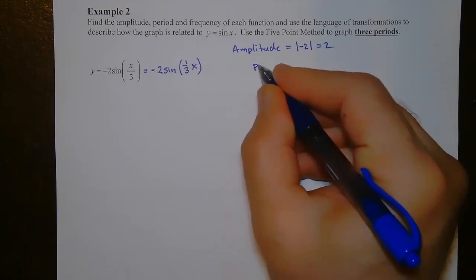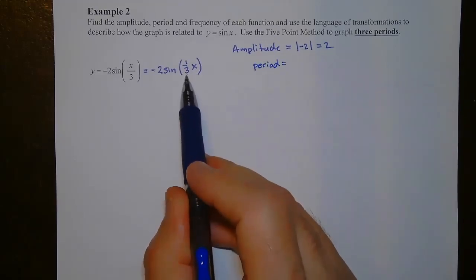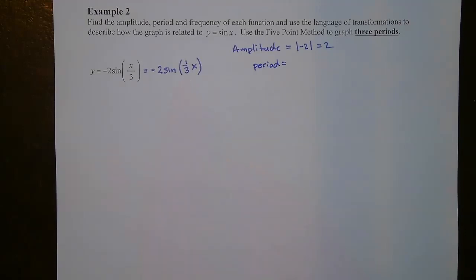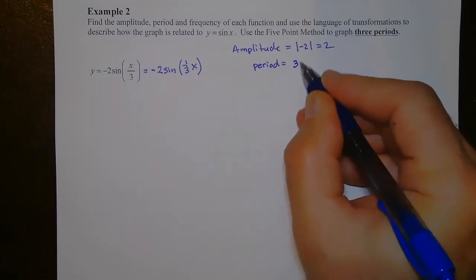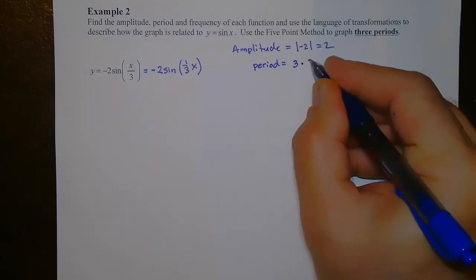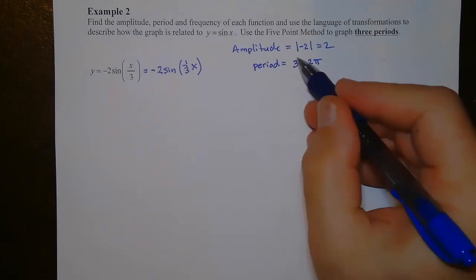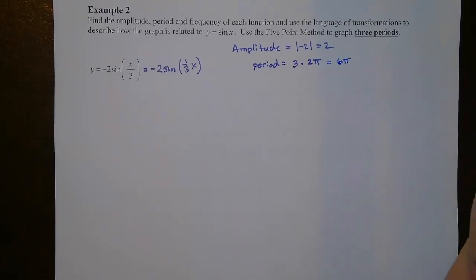My period, now my b value is 1/3. What's the reciprocal of 1/3? That would be 3. So I'm going to multiply all my x's by 3. If I multiply my x's by 3, they're going to get bigger, so that's going to be a horizontal stretch. So my period is going to get stretched by a factor of 3. So this is going to be 3, because that's the reciprocal, times 2 pi. I'm always multiplying 2 pi by the reciprocal of your b value. So that's going to give you 6 pi. My new period is 6 pi.